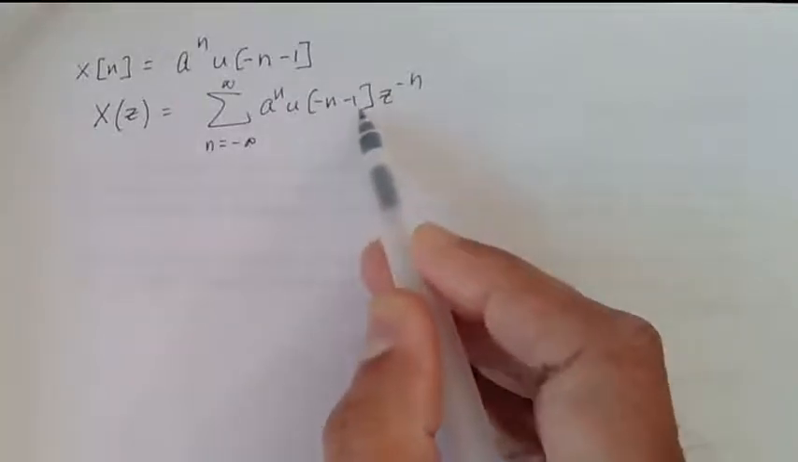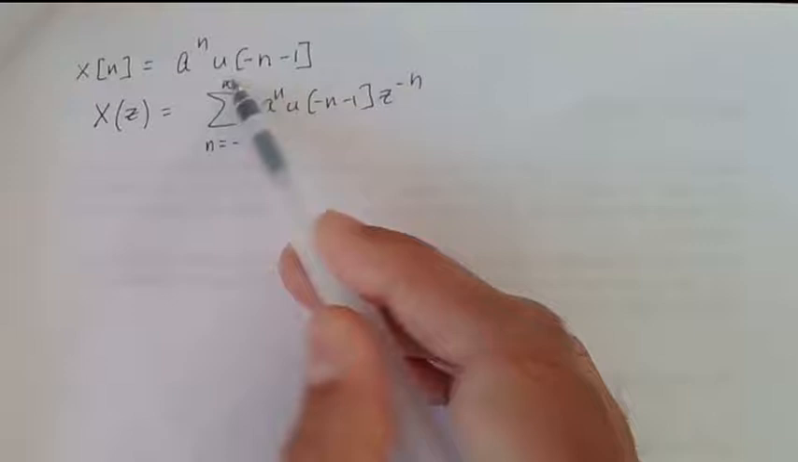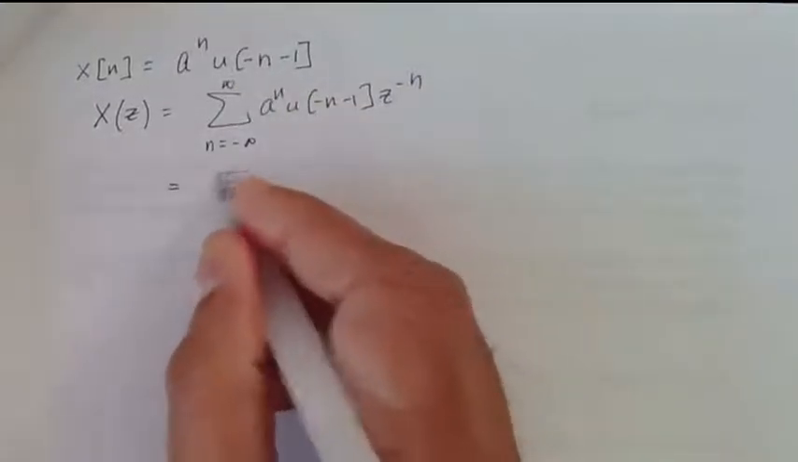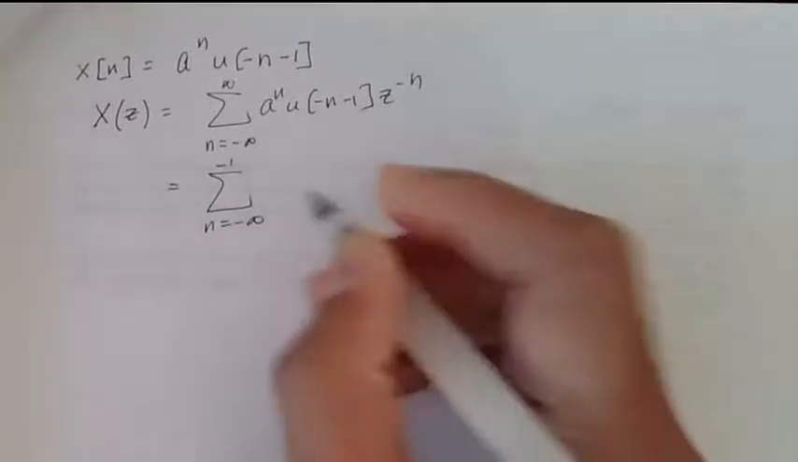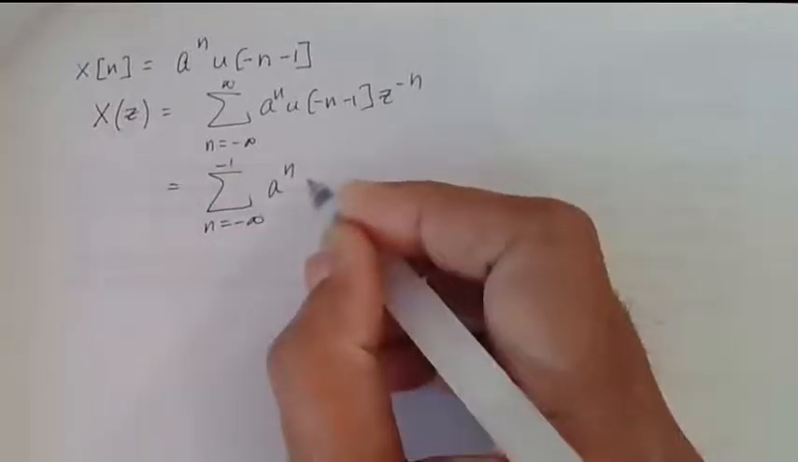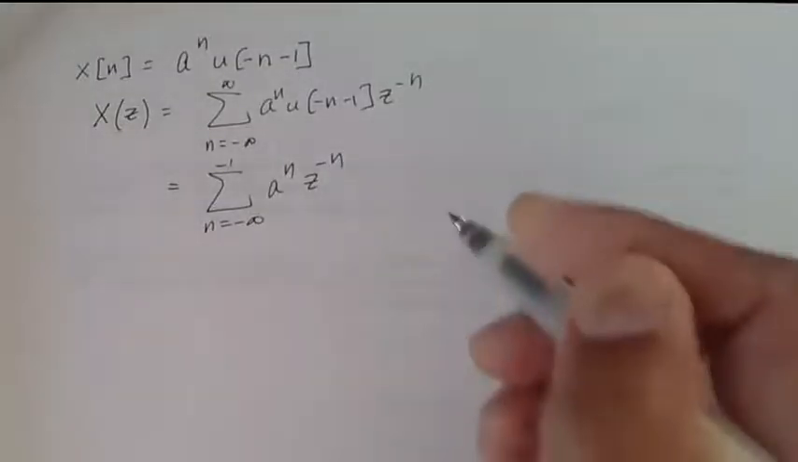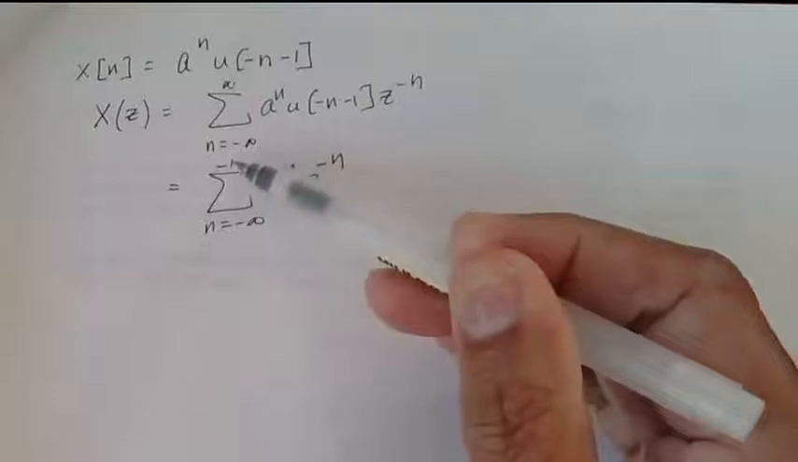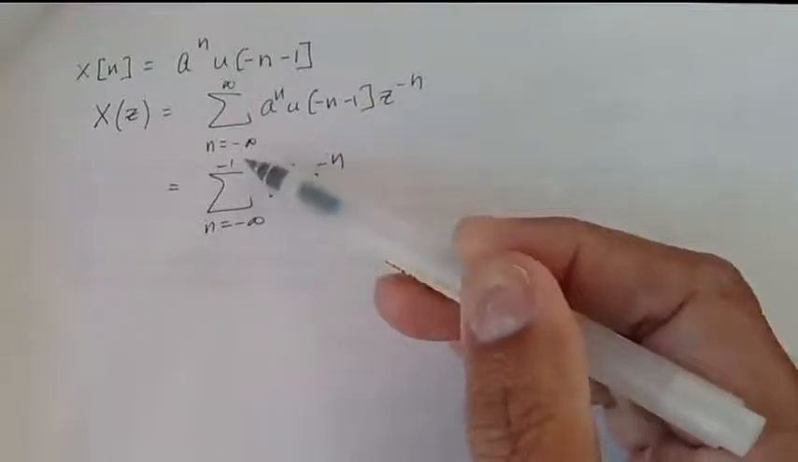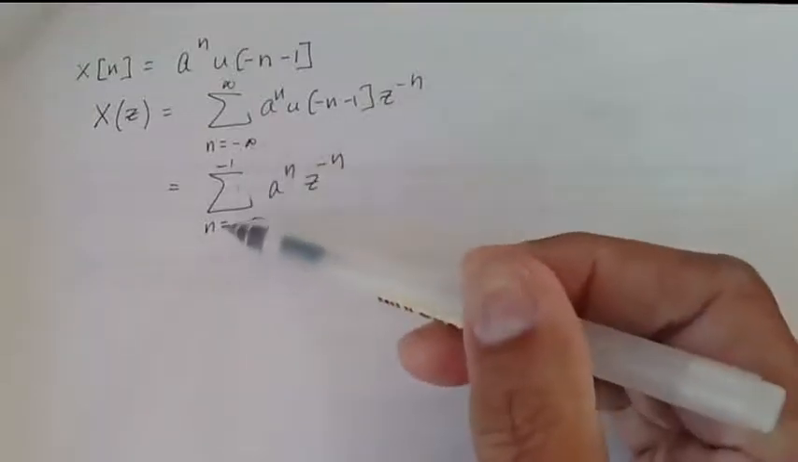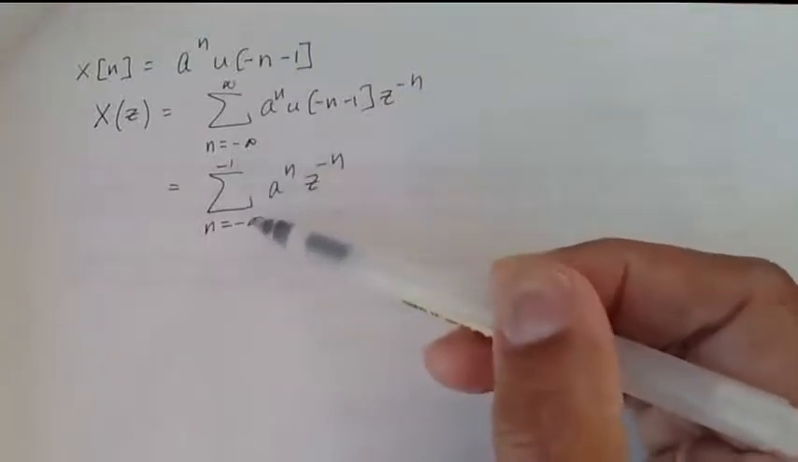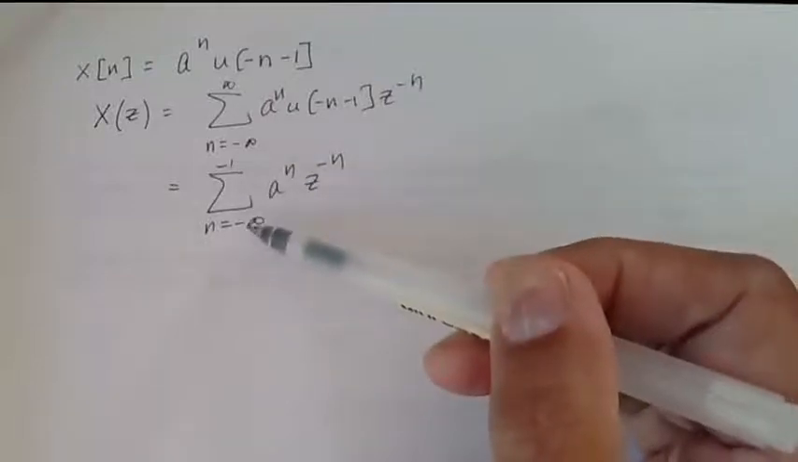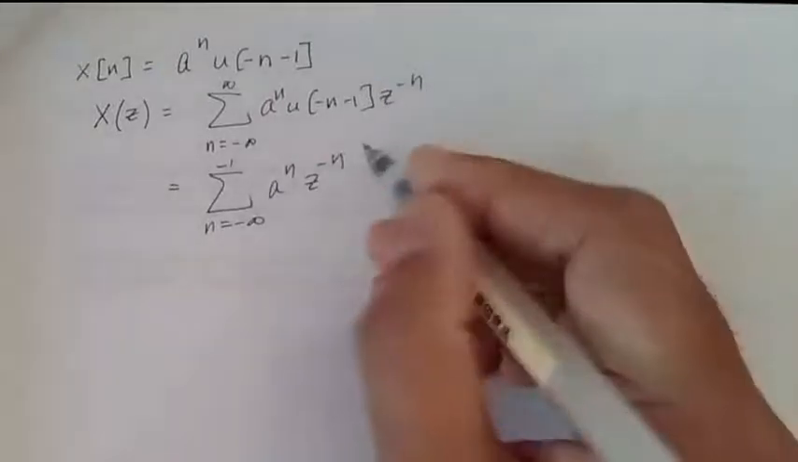U of minus n minus 1 means that the upper limit now is minus 1, so this is going to be summation n equals minus infinity to minus 1, a to the n, z to the minus n. Okay. I like to use positive limits when I have something like this. So what I can do is replace n with minus n, and then my limits will go from 1 to infinity instead of going from minus infinity to minus 1. So that's what I'm going to do.